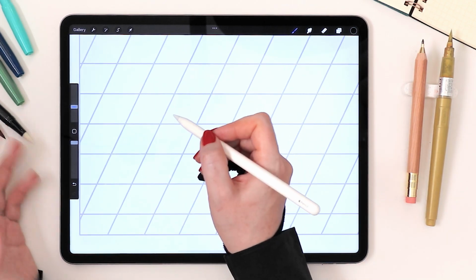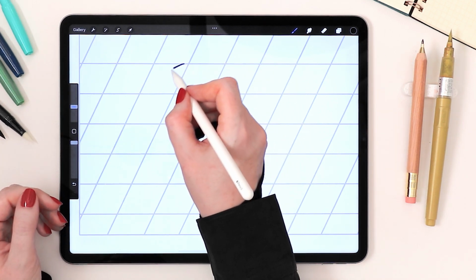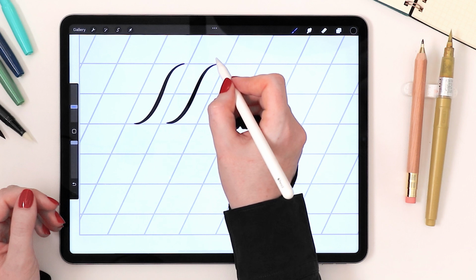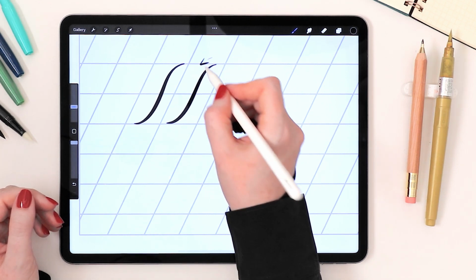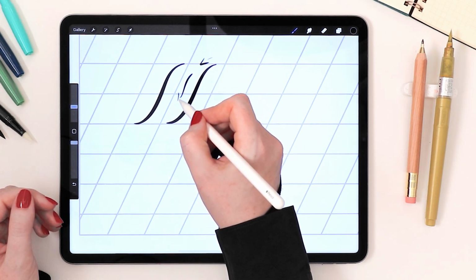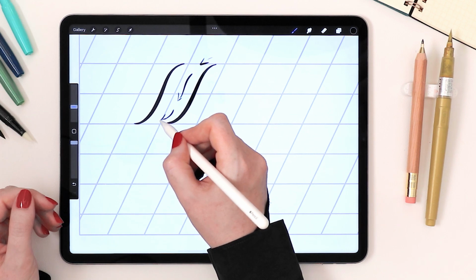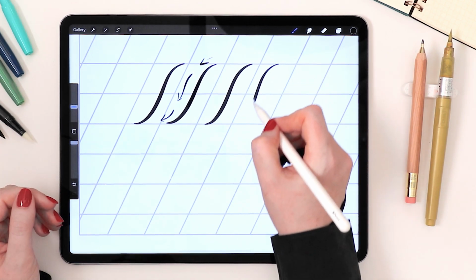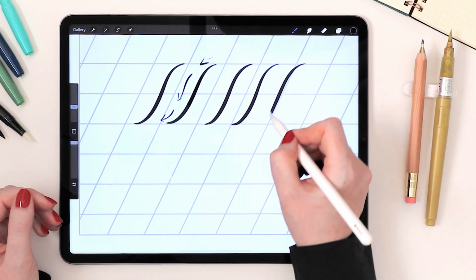Next, we're doing a different type of curve, and this will be an S curve. So again, sticking with downstrokes. We're going to start out thin, low pressure, increase as we move downward, and decrease as we get to the bottom. So counterclockwise first, or down and to the left.